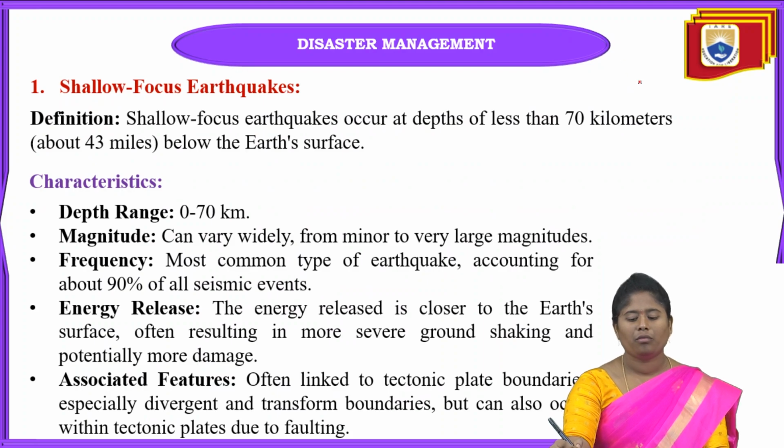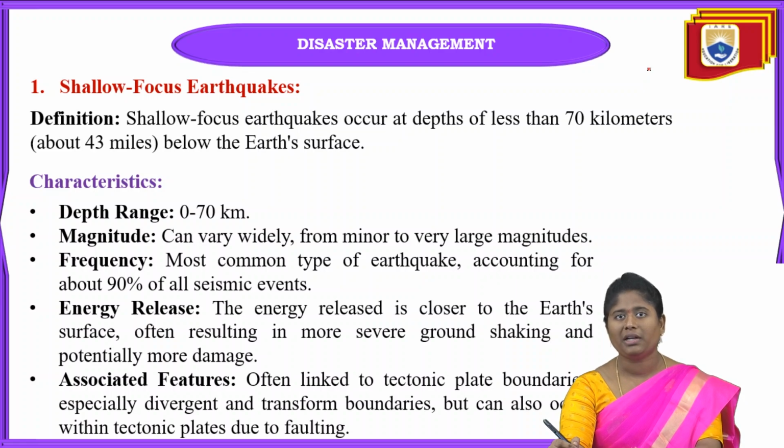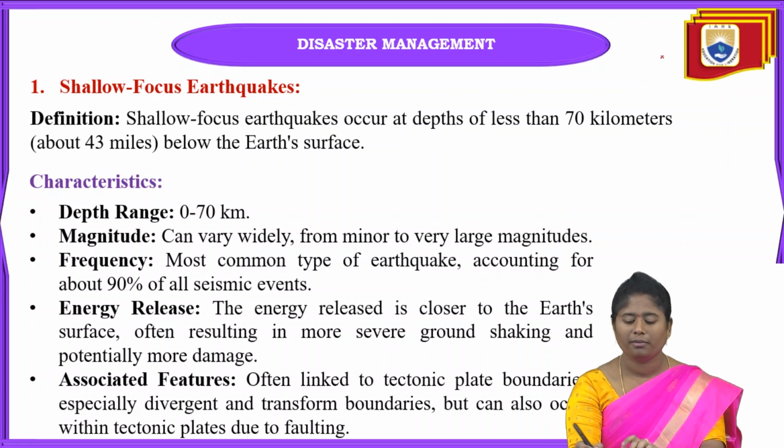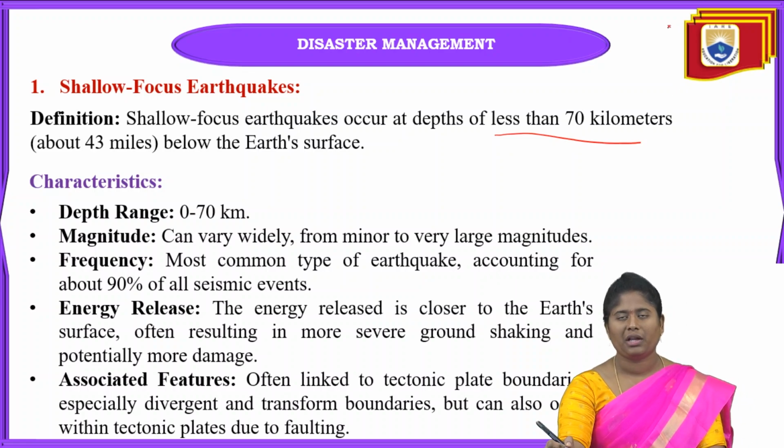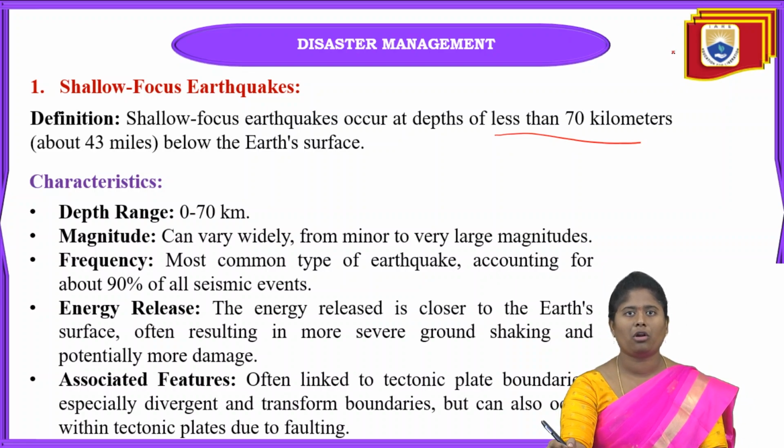In this one, the main definition of a shallow focus earthquake is an earthquake with a depth of less than 70 kilometers, which means almost 43 miles. When this earthquake occurs, it goes deep into the earth's surface, up to 70 kilometers.